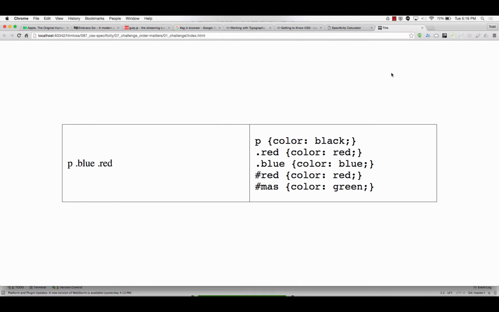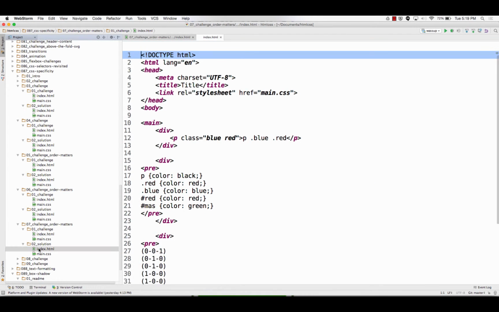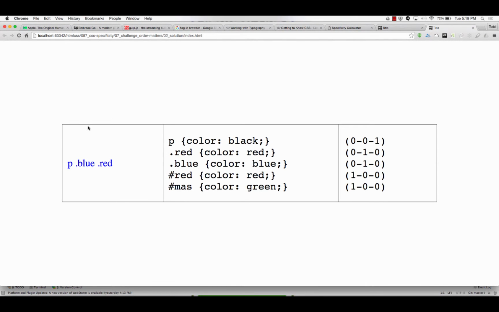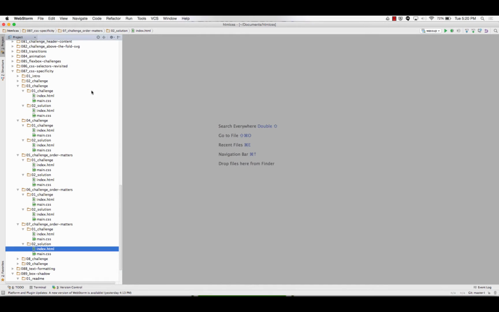All right, what about this one? Blue. Same deal, right? When they have the same specificity, we look at the order in which they're applied. Blue's the last one applied, so it wins. And let's just prove that. Blue. How is that any different than the last one? Not really different.